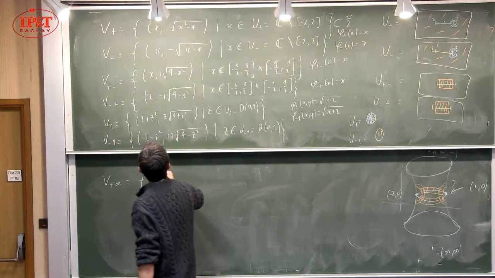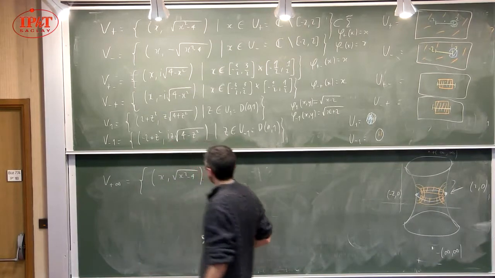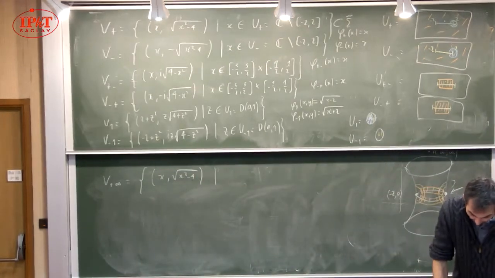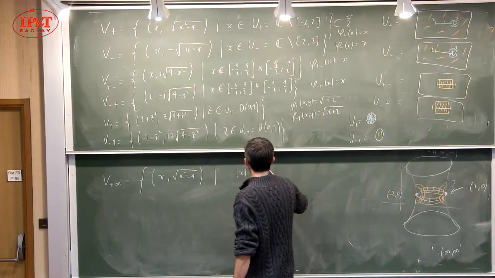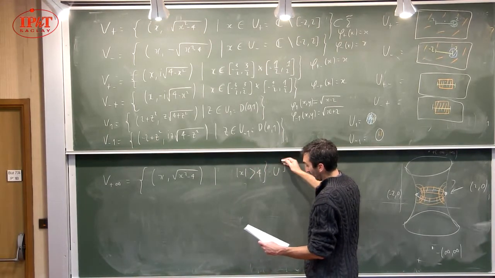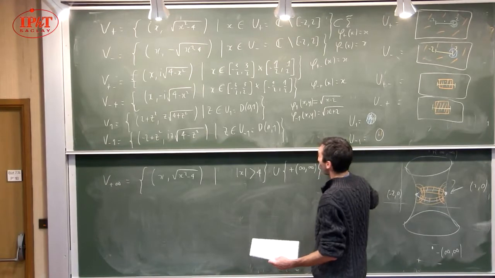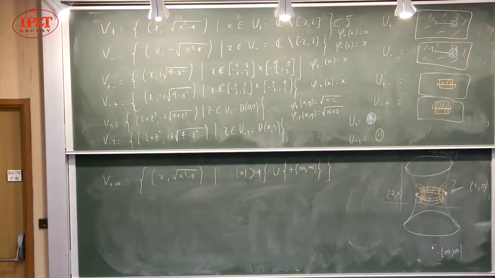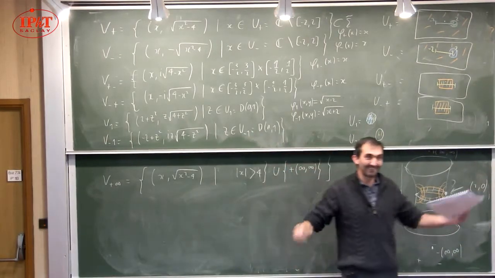So let me call V plus infinity the space of (x, square root of x squared minus 4), such that, let's say, the modulus of x is larger than 4, and union the point which I will call plus infinity infinity. So this is a new point I add. 4 or 2? Excuse me? The limit 4 or 2? 4. I want to be really far from the cut. 4 is enough. I could choose 5 if you like. Doesn't matter.